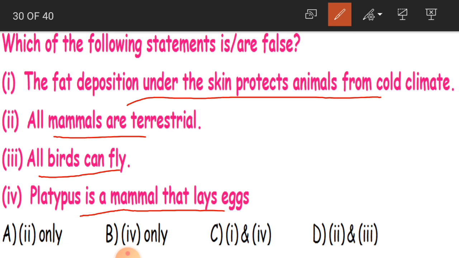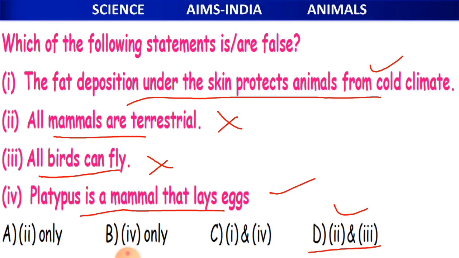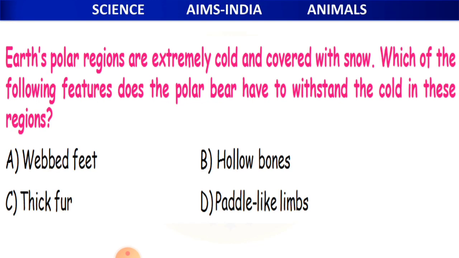So we have to identify which statement is false, not correct. If you see, the first one is a correct statement. All mammals are terrestrial? No, some are aquatic. All birds can fly? This is also wrong. Some birds can't fly. Platypus is a mammal that lays eggs. This is also correct. So 2 and 3, that is D option, is our correct answer. Clear, children? Now we'll move to the next question.